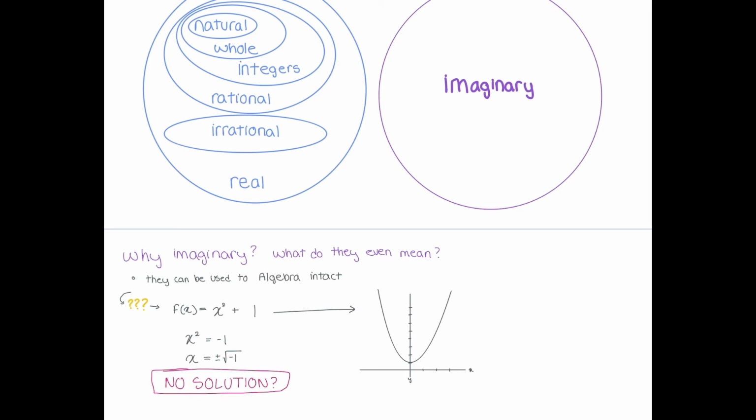So to really understand these numbers, let's take an example. f(x) is equal to x squared plus 1. If we solve for when f(x) is equal to 0, we get that x is equal to plus or minus the square root of negative 1. So what does the square root of a negative number mean? Does that mean no solution? According to the graph of f(x), it looks like the graph never touches y equals 0.